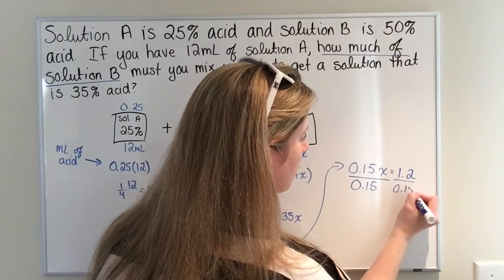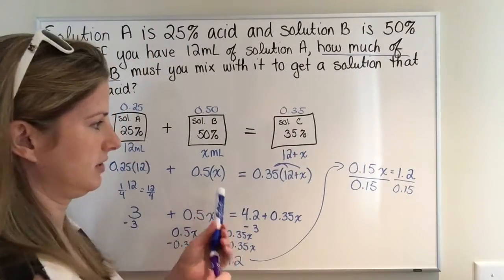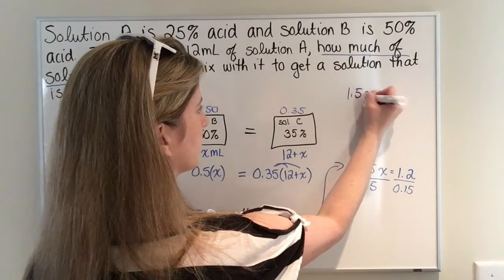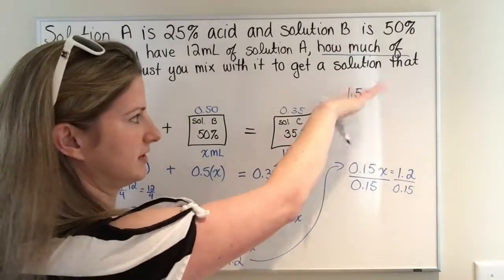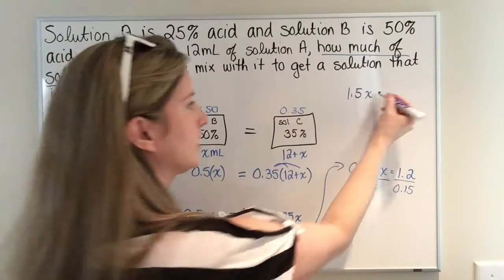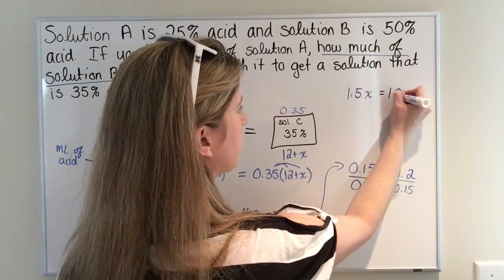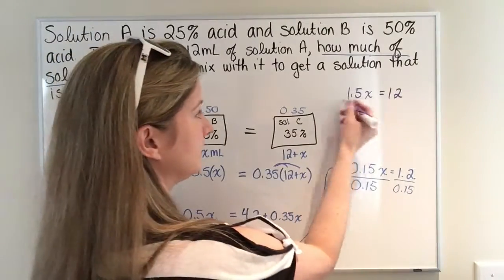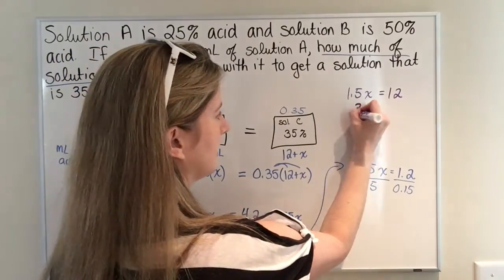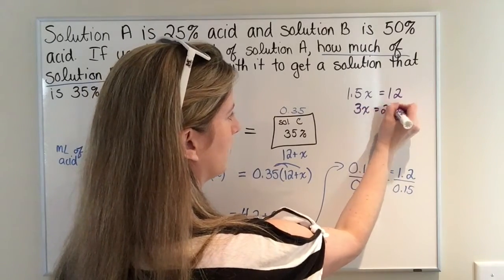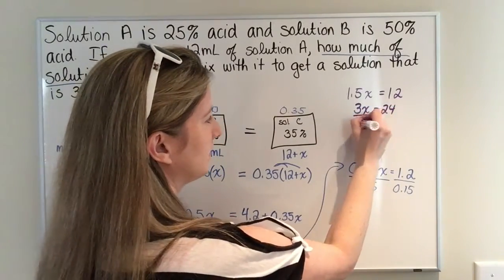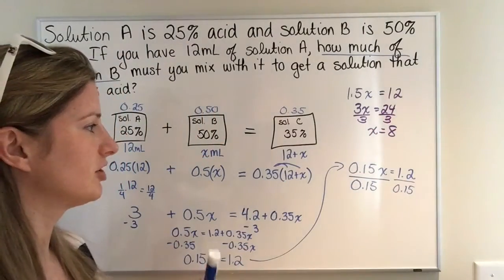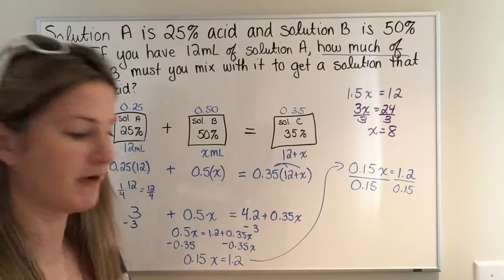So 0.15. But because I don't have a calculator, I'm going to do some side work over here. If I multiply both sides by 10, I get 1.5x. By the way, you can always just do that and skip this, but I think this is kind of cool number theory stuff. So then that's going to be 12. Still kind of annoying to divide decimals. So what if I double both sides? If I double this, I'll get a nice number, 3. And I double that, I get 24. And then, oh, this is so nice. Divide both sides by 3. X equals 8.